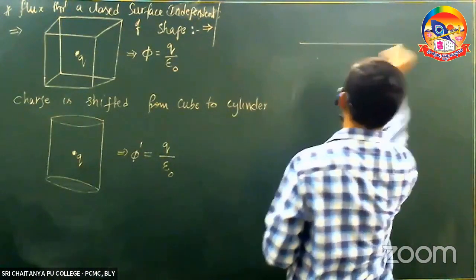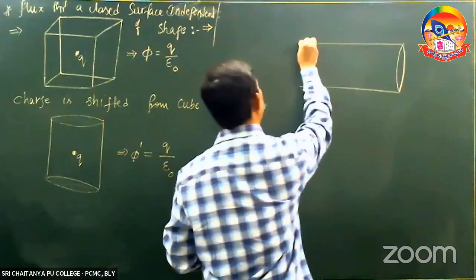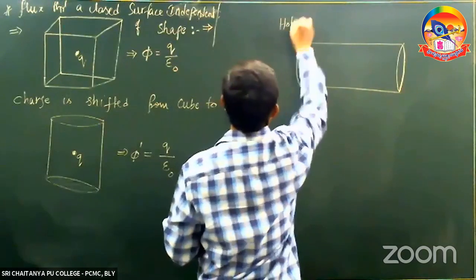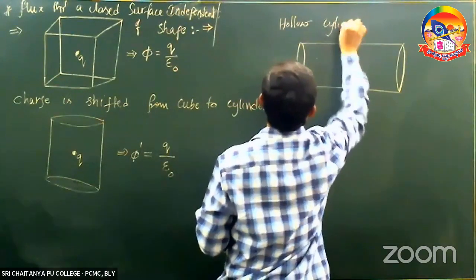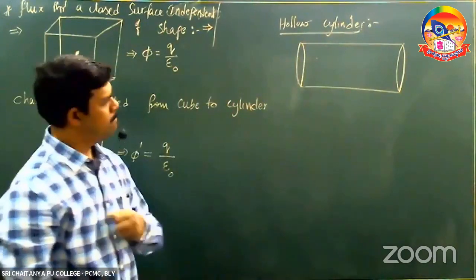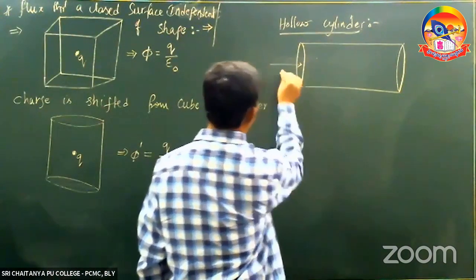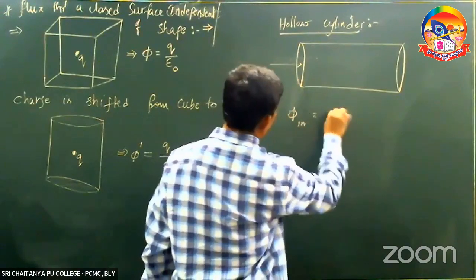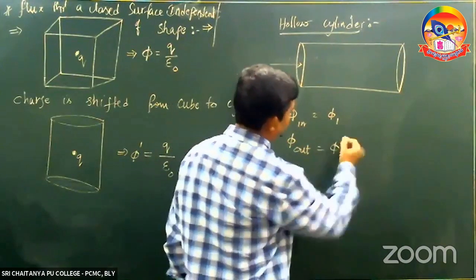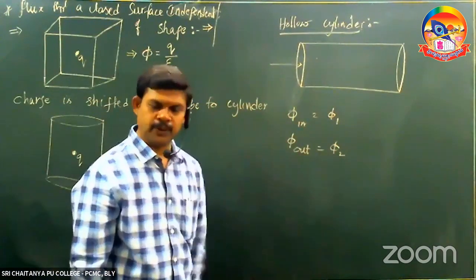And the question is like this. This is a hollow cylinder. For this, the inward flux is given as phi 1. Outward flux is given as phi 2. Inward flux is phi 1. Outward flux is phi 2.